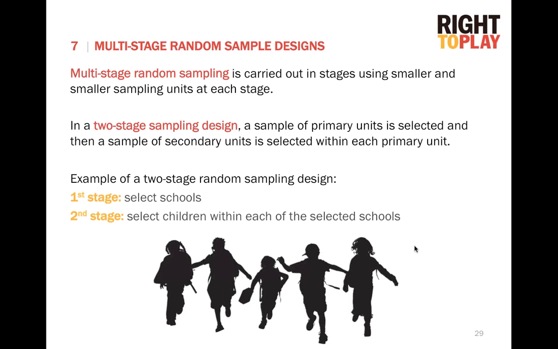In a two-stage sampling design, what you do is you sample primary units, and then you select your secondary units from within the primary units that you've selected. So for example, in a two-stage random sample design, the first stage of randomly selecting might be the schools that you select. Once you've randomly selected schools, the second stage of sampling would be to randomly select children within each of the randomly selected schools.